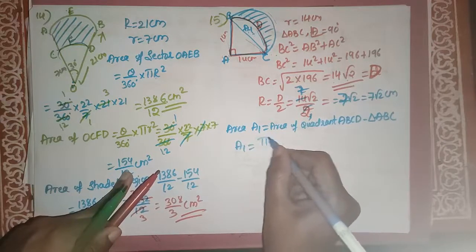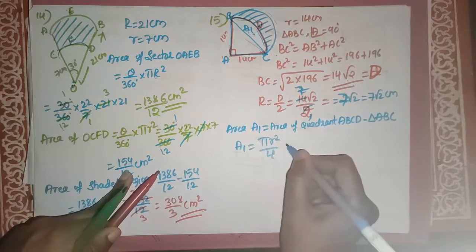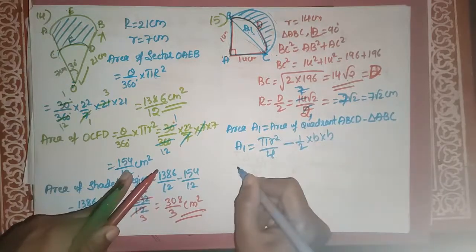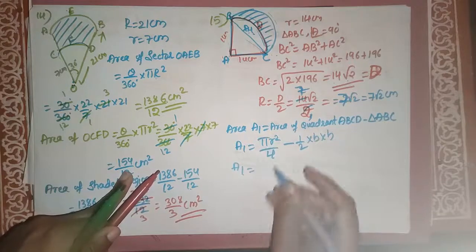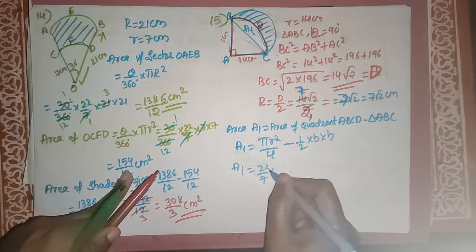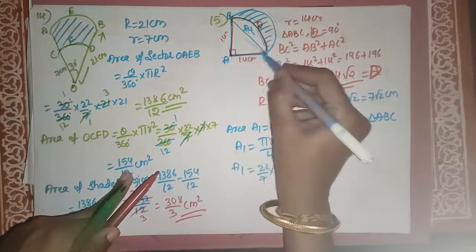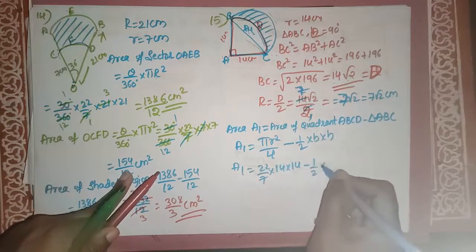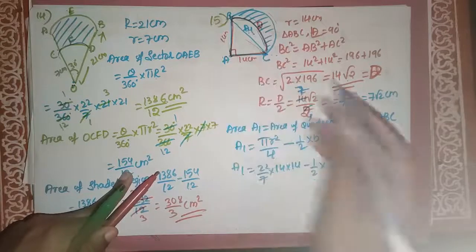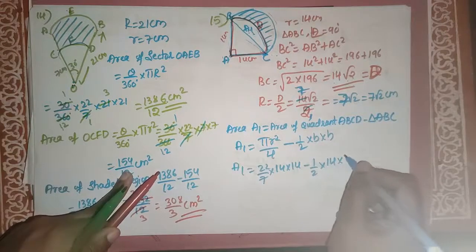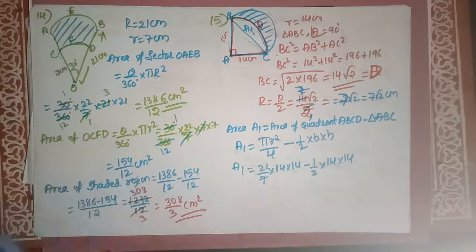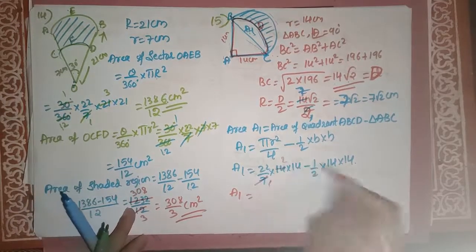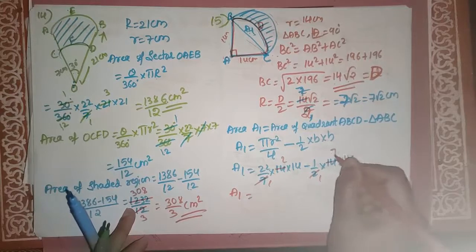So A1 is the area of quadrant, we know pi r square by 4, minus triangle, half into base into height. A1 is equal to pi, 22 by 7, r square, where r square is 14 into 14, minus half into area of triangle. This is base and this is height, this is 14 into 14.